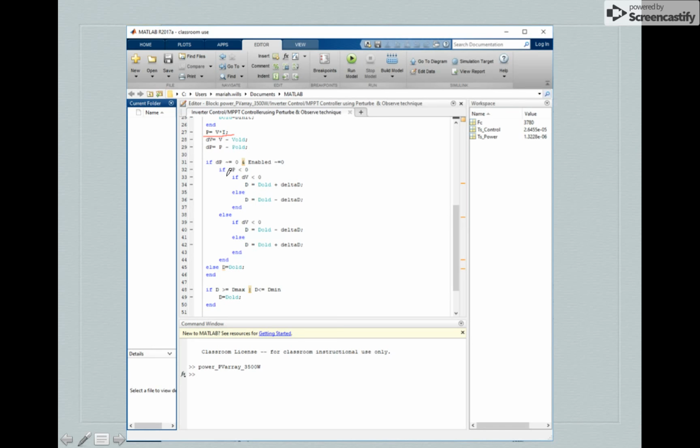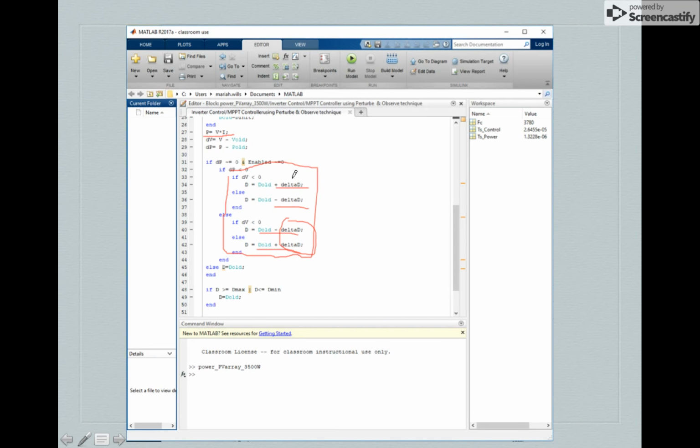And when you really get down to this part right here, this is where it's looking at what's happening to the voltage, right? So it's asking, if the change in voltage is greater than or less than 0, then you're either going to add or subtract something. And then same for a different scenario, you are going to add or subtract some change in voltage. This delta D is not duty cycle, it's voltage. It was defined up above.